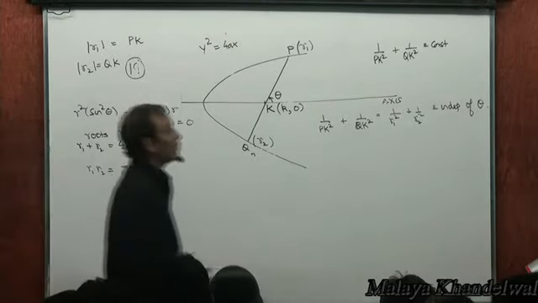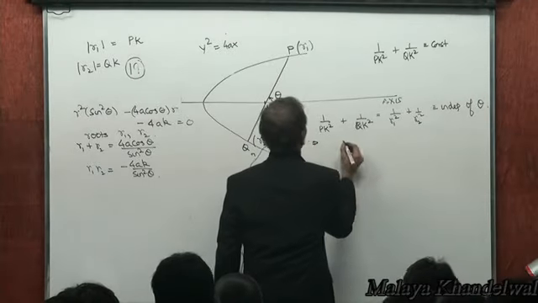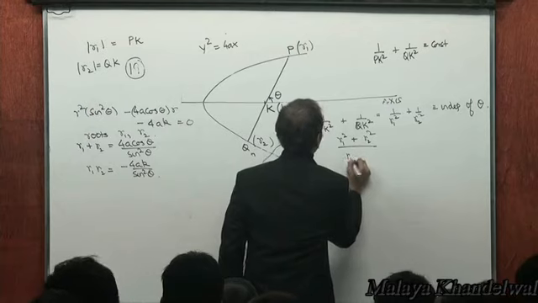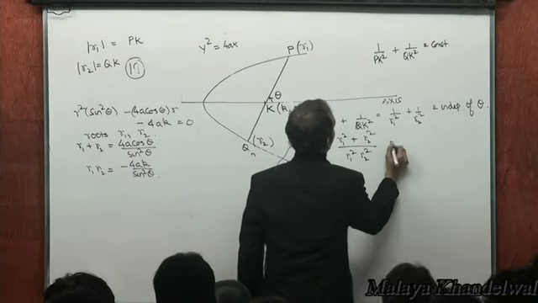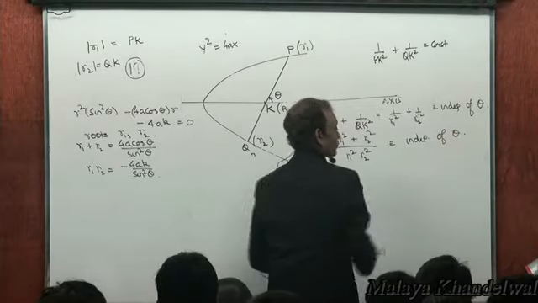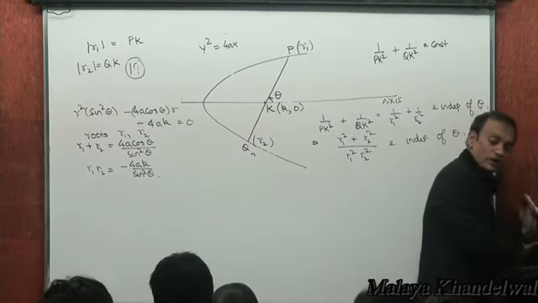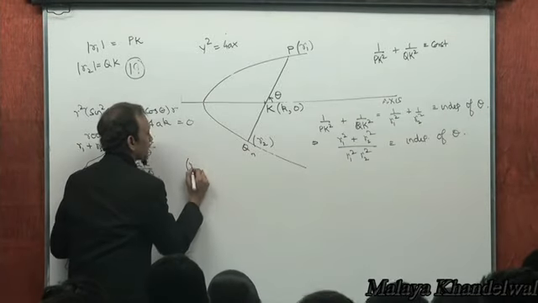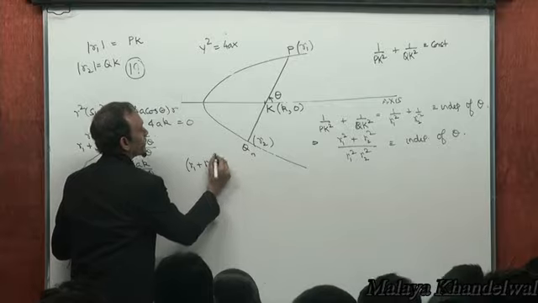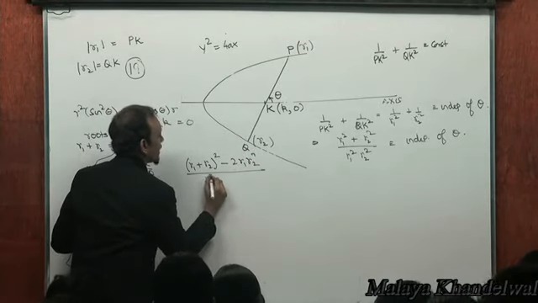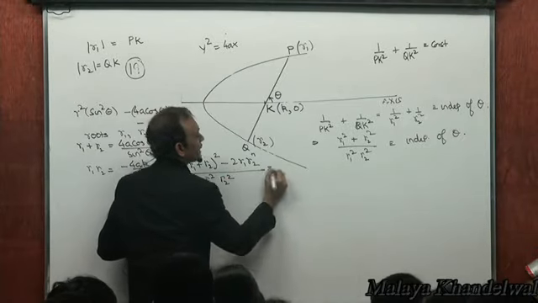Now 1 by r1 squared plus 1 by r2 squared, that means r1 squared plus r2 squared by r1 squared r2 squared, should be independent of theta. Such should be the point K. But what is this? This is r1 plus r2 whole squared minus 2 r1 r2 divided by r1 squared r2 squared. That should be independent of theta.